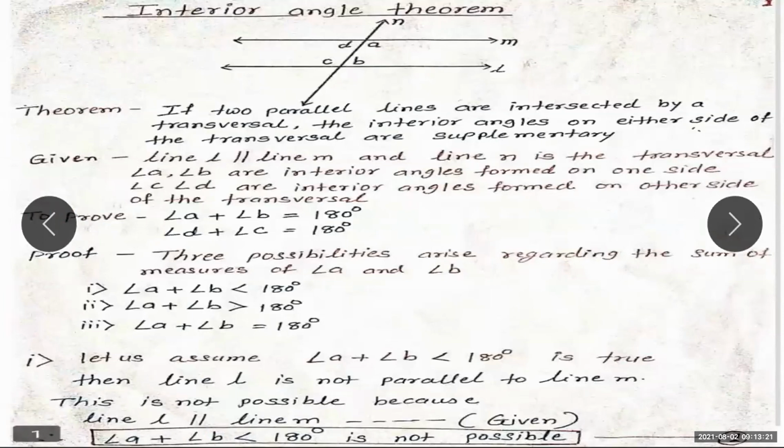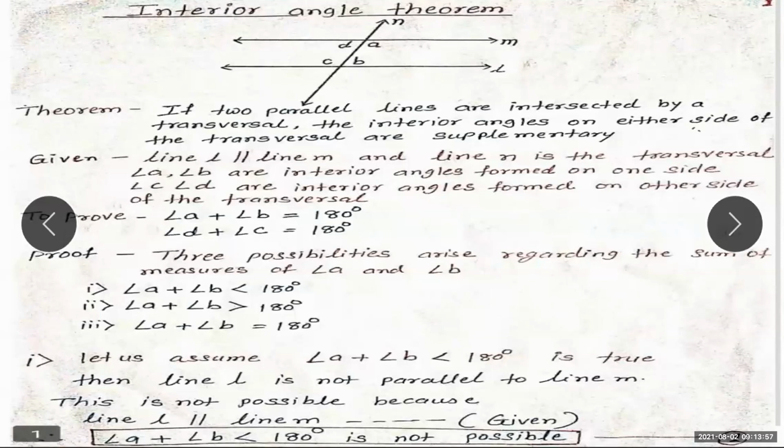If two parallel lines are intersected by a transversal, the same condition, two parallel lines with the transversal, then interior angles on either side of the transversal are supplementary. Either side means on one side of the transversal. On any one side, left or right, you can take it. So the interior angles on either side of the transversal are supplementary.